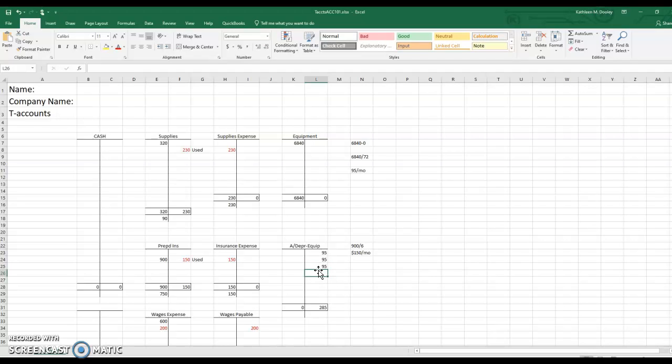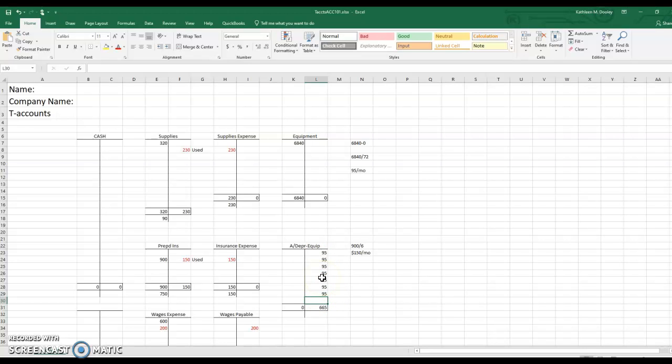And the end of September, the end of October, the end of November, and the end of December. Okay, so 1, 2, 3, 4, 5, 6, 7. 7 months went by since we originally bought this equipment, and every month we're crediting accumulated depreciation of the equipment. And of course, every month we would have put that $95 in depreciation expense as well.